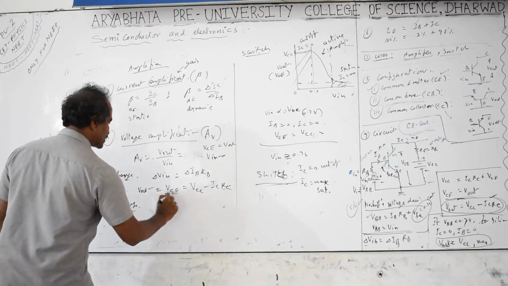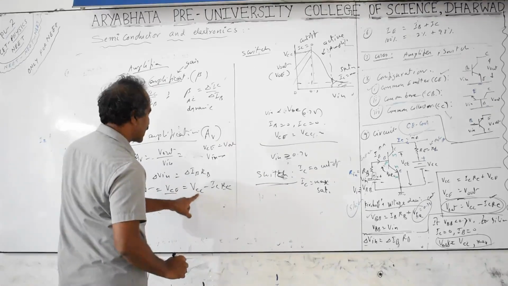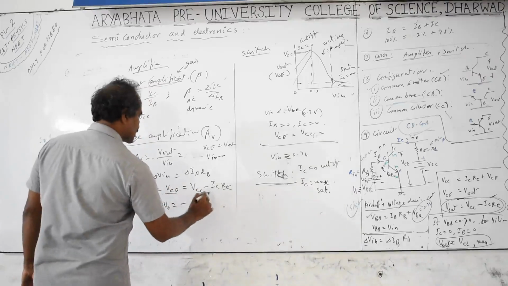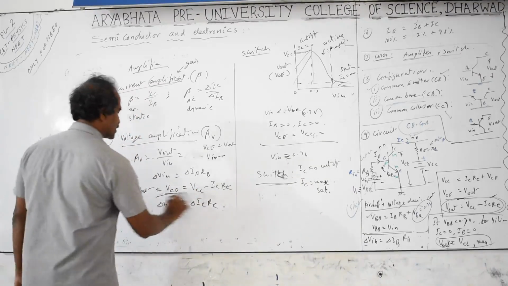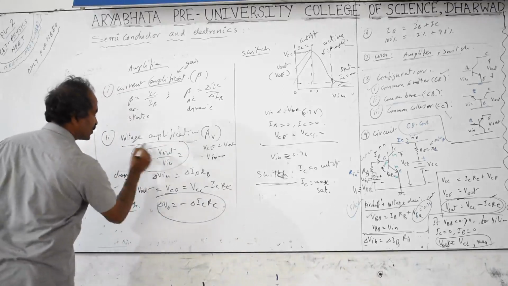If you take the changes, delta VCC means delta VO is nothing but this voltage. If you take delta, the voltage is constant for the battery, so there are no changes. No changes means delta is 0. So we get minus delta IC RC. Only the current is changing here as output voltage changes. So if you take the ratio of these two, voltage gain, output voltage by input voltage.